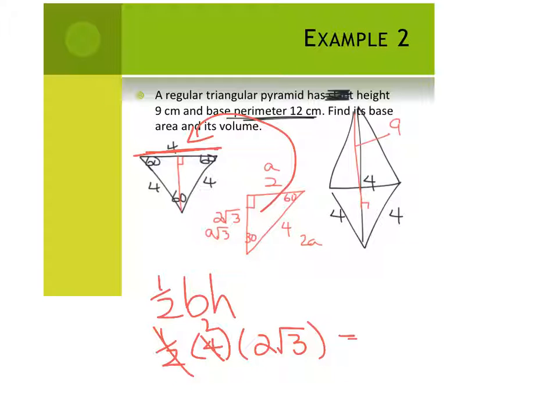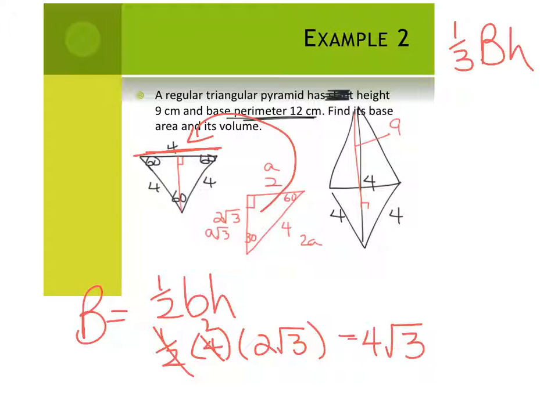Okay, so in this case, because it's equilateral, the base, it didn't matter. All the sides were 4. So the area of my base, my capital B, because remember the formula is 1/3 capital BH. So right now I'm working on capital B. And capital B ends up being 4 radical 3. So that's the area of the bottom.